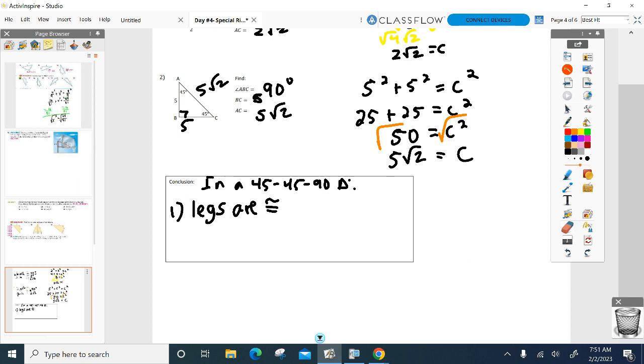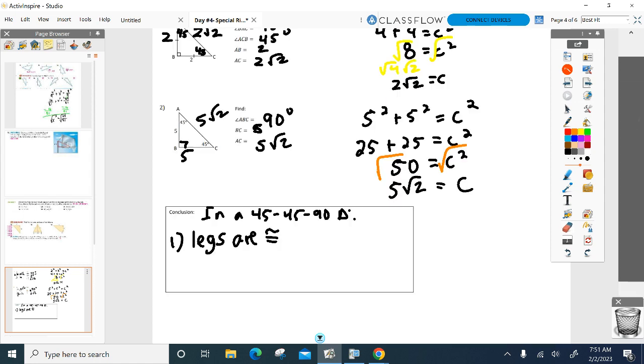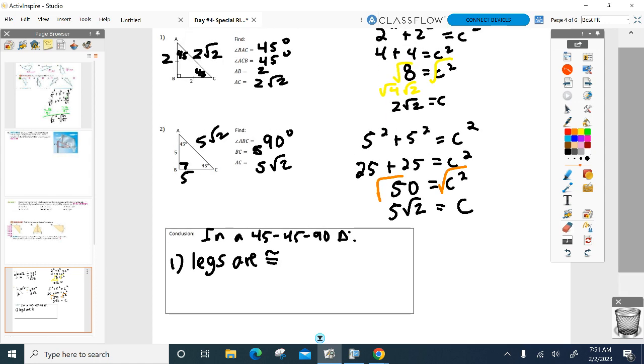And I'll be honest with you guys, I don't want to keep doing Pythagorean theorem. I want to get to the hypotenuse like that. So if I know the leg is 10, I can get to the hypotenuse like that instead of doing the Pythagorean theorem. Anybody see the relationship? Leg was 5, hypotenuse was 5 radical 2. Leg was 2, hypotenuse was 2 radical 2. I want to get to it like that now. No more Pythagorean theorem. We don't have time.